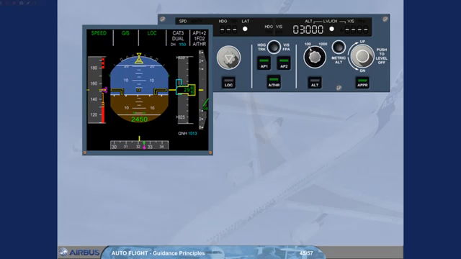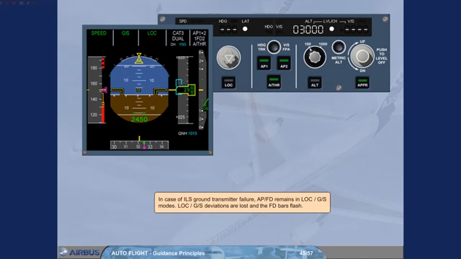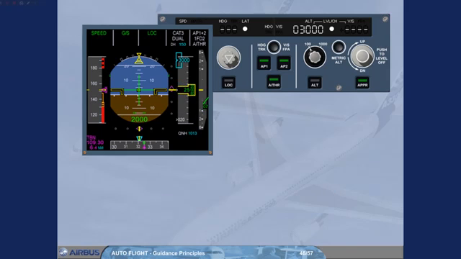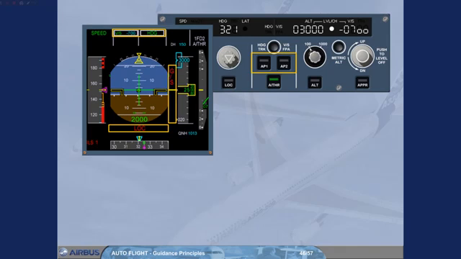In case of ILS ground transmitter failure, Autopilot Flight Director remains in LOC GS modes. LOC GS deviations are lost and the Flight Director bars flash. In case of dual receiver failure, LOC and GS revert to heading vertical speed. The autopilots trip off and the ILS scales are removed. In this case, interrupt the approach unless you have runway in sight.